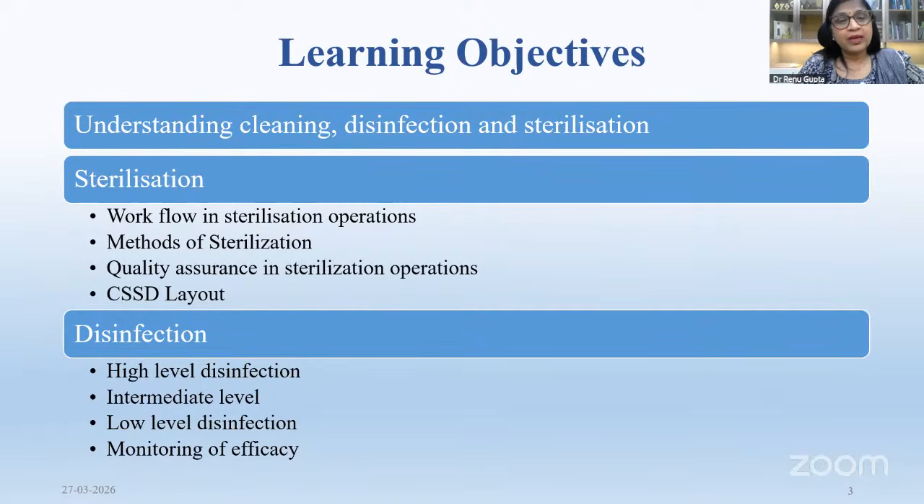What are the different methods of sterilization? We will be learning quality assurance in sterilization operations. We want to be sure of our practices. We will be having a brief overview of the CSSD layout. In disinfection practices, we will be looking at high level disinfection, intermediate level disinfection, low level disinfection, and we will also be understanding how we monitor the efficacy of the disinfectants which we are using.